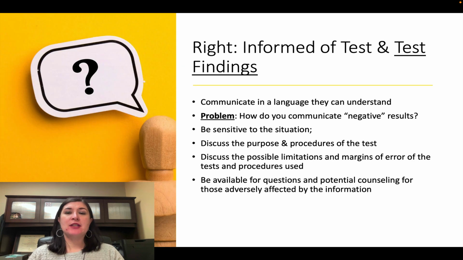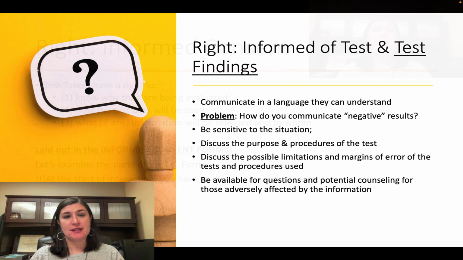Individuals also have the right to be informed of the test and the test findings. We need to communicate it in a language that they can understand. We also need to figure out how to communicate negative results. We should learn to be sensitive to the situation and discuss the purpose and procedures of the test. We also need to understand and discuss the possible limitations and margins of error of the test and procedures used. We should also be available for questions and potential counseling for those adversely affected by this information.